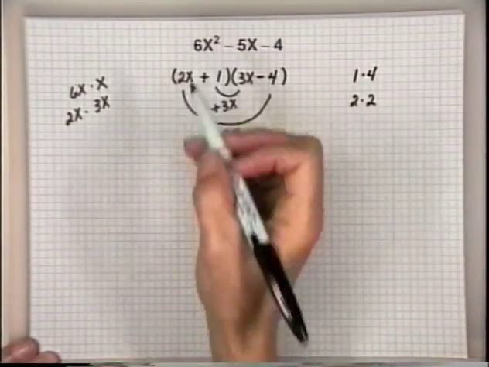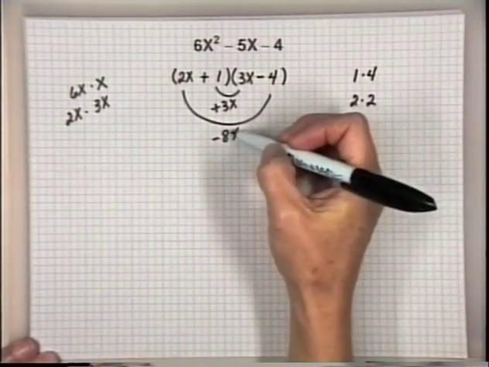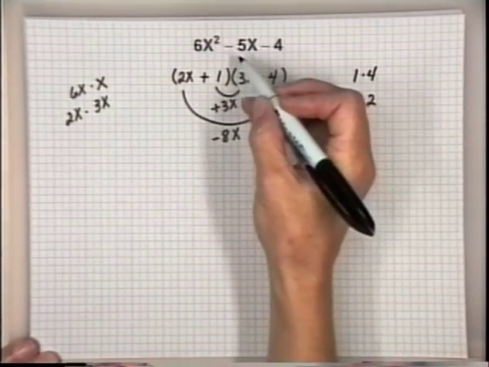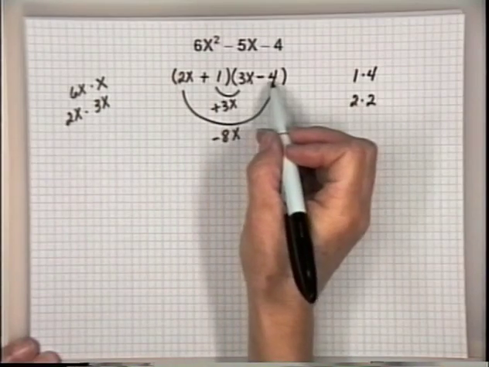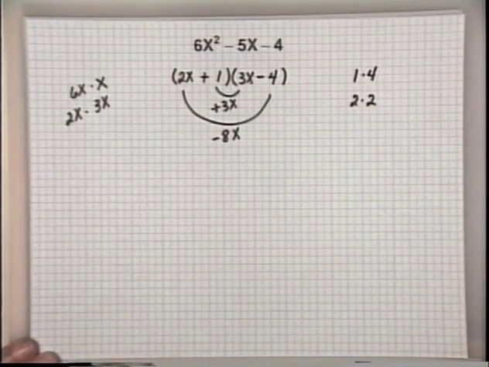Checking, we have 6x squared for the first term. We have our outside and inside product adding together to be negative 5x, and positive 1 times negative 4 is our negative 4 third term. So our factors are 2x plus 1 and 3x minus 4.